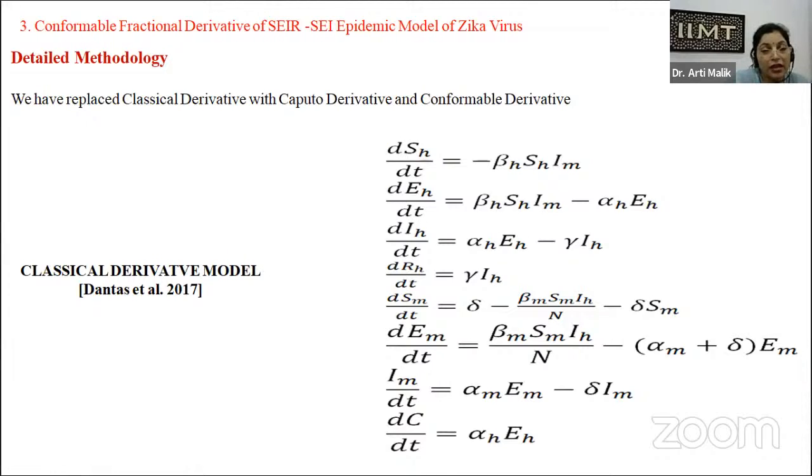the SEIR model for the Zika virus. In this model, we use the same model. The SEIR model is for humans, and the SEIR model is also for mosquitoes, because the mosquito population is also infected. If one mosquito is infected, then it will infect other mosquitoes. Here the terms used: SH means human susceptible individuals, EH human exposed individuals, IH human infected individuals, RH human recovered individuals, and SM mosquito susceptible individuals, EM mosquito exposed individuals, IM mosquito infected individuals. These are the models for humans and for mosquitoes.